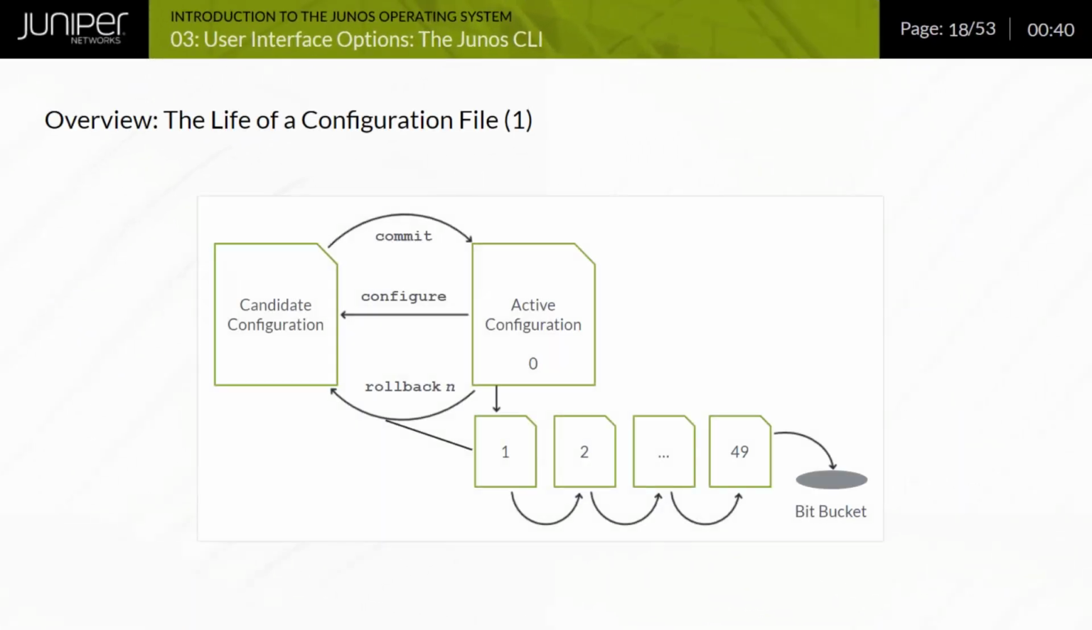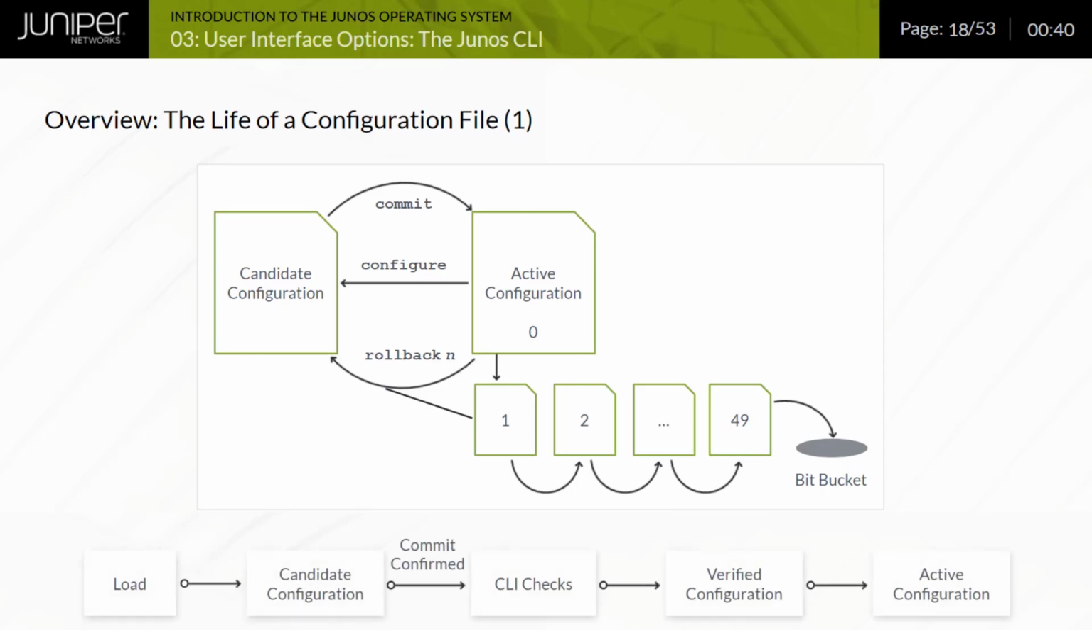The configure command causes a candidate configuration to be created and populated with the contents of the active configuration. You can then modify the candidate configuration with your changes. To have a candidate configuration take effect, you must commit the changes. At this time, Junos OS checks the candidate configuration for proper syntax, and it installs it as the active configuration. If the syntax is not correct, an error message indicates the location of the error, and the software does not activate any part of the configuration. You must correct the errors before recommitting the configuration.